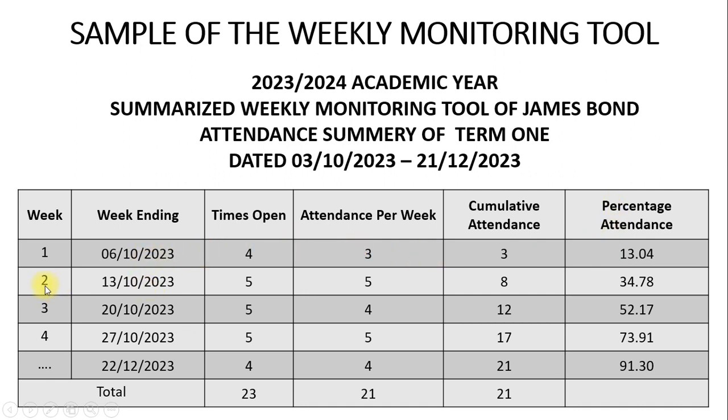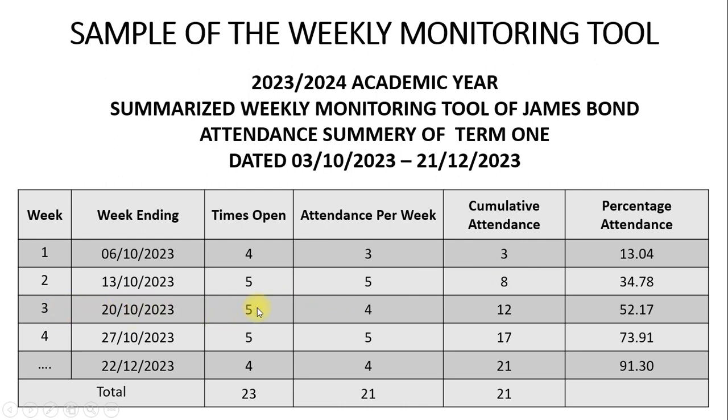In the second week, the ending was 13th October 2023. The school was open for 5 days, and as a teacher my attendance per week was 5. My cumulative attendance will be 5 plus this 3. 5 plus 3 will give me 8 as my cumulative attendance.